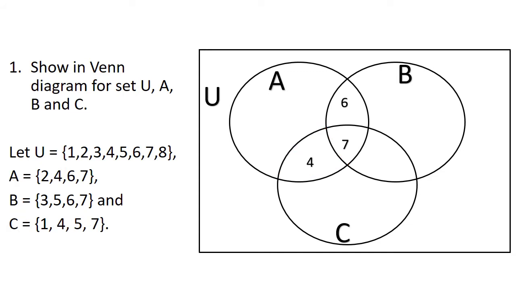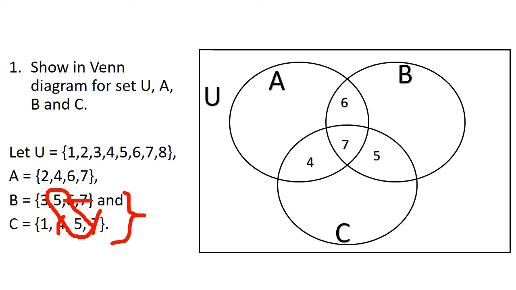So lastly, the pair of set B and set C will be compared. So we will be removing the elements that are already placed in our Venn diagram. For set B, we will remove 6 and 7. For set C, we will remove 4 and 7. And investigating it, the common element between B and C is 5.